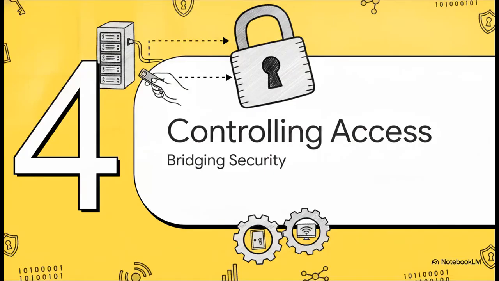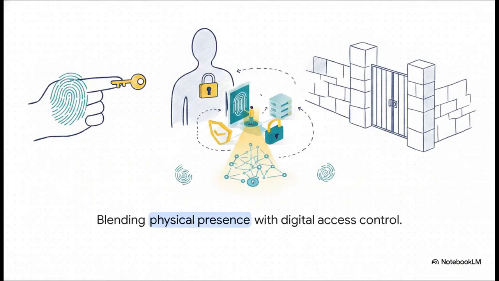Section 4. Controlling access. Bridging physical and digital security. Now here is a major reality check. The strongest encryption in the world simply does not matter if someone can just stroll into your server room and plug in a flash drive, right? Cybersecurity actively requires controlling who can physically access the machines. Access control is all about selective restriction.